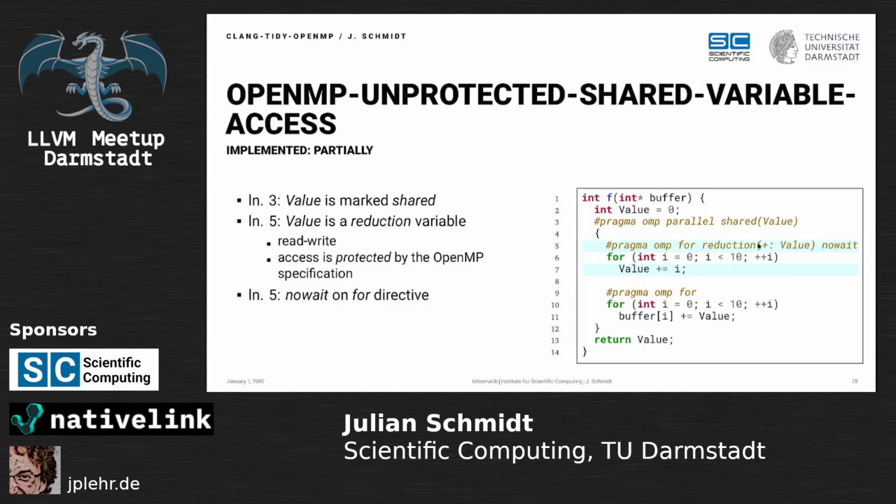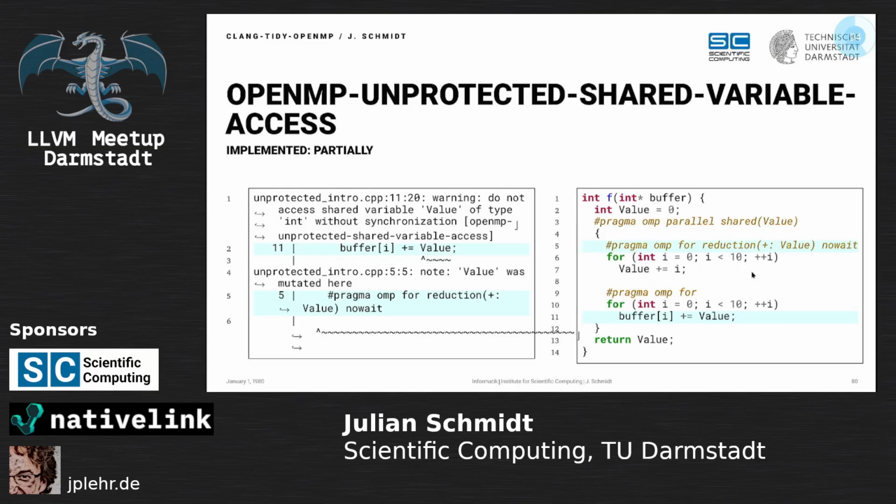Now the issue in this example, which is why we have a data race here, is the nowait. That's because a thread that participates in this reduction, which modifies a value, can have finished its iterations, continued to line 11 and accessed the variable value, but another thread could still be reducing on top here. So we have a potential data race, and a diagnostic is issued, which tells you do not access shared variable value of type int without synchronization. It tells you where the unprotected access is happening, and also where the value was mutated, which is on top here in the reduction.